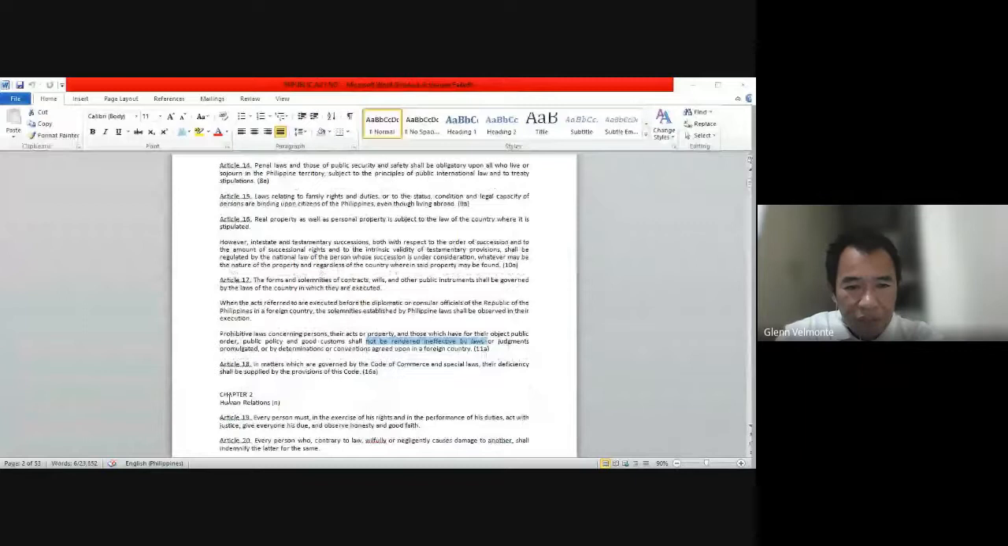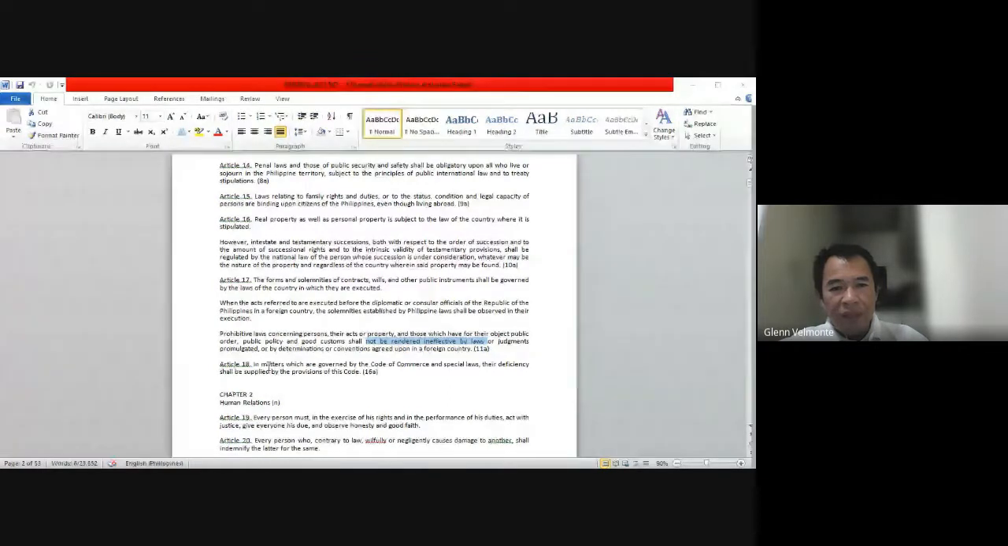Now, Article 18: in matters that are governed by the Code of Commerce or special laws, their deficiency shall be supplied by the provisions of the Civil Code. It simply means that in the absence of the law, or if the law is not sufficient, it will be supplied by the Civil Code. So the Code of Commerce, which governs the transactions of the merchant, for example, if the law is not sufficient, or other special laws are not sufficient to understand comprehensively what it means, then that supplementing law is the Civil Code. Okay?